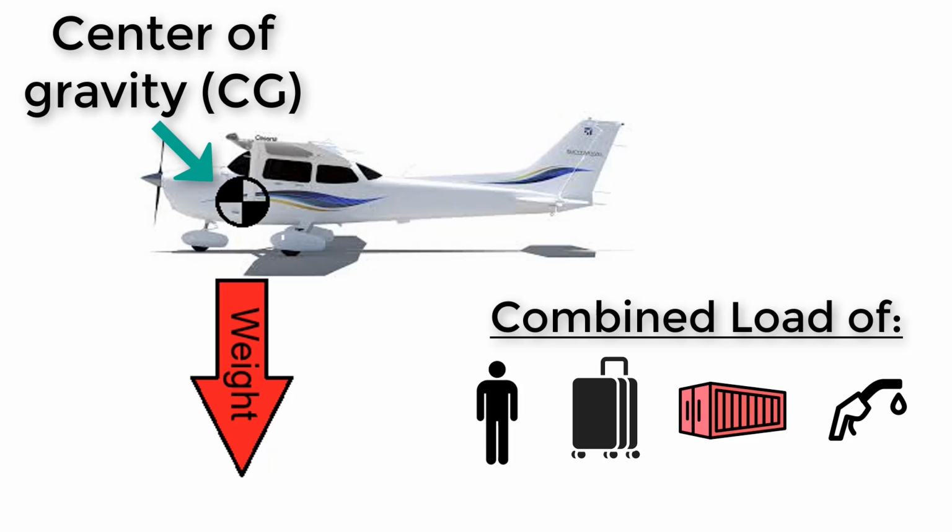it acts straight downward. The center of gravity is the average weight of the aircraft and everything on board. So if you took a string and hung the airplane by its center of gravity, it would balance perfectly. It wouldn't tilt or roll or anything like that. Something important to know about weight is that in steady unaccelerated flight, weight must be equal to lift.